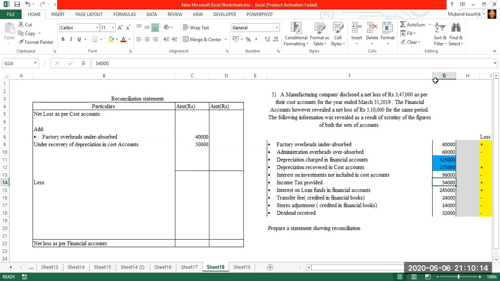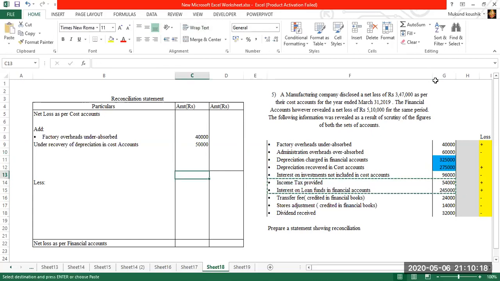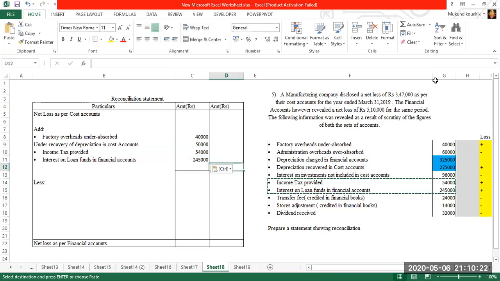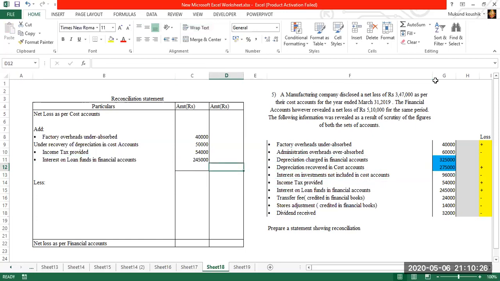Then again what else are we supposed to add? We have to add income tax and interest on loan funds in financial accounts. So these two items also we have to add. Then is there any other thing to add? No, that's all. So these 4 items we have to add, and we have to take the total of all these things. So how much will be the total of all these things? The total of all the items which you are supposed to add is coming to 3,89,000.